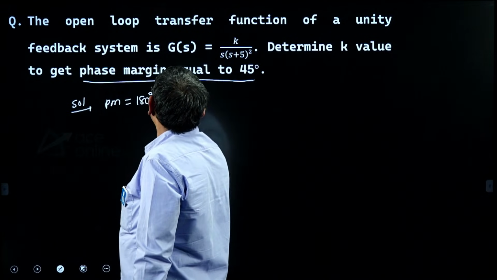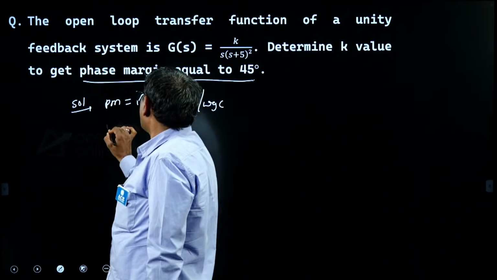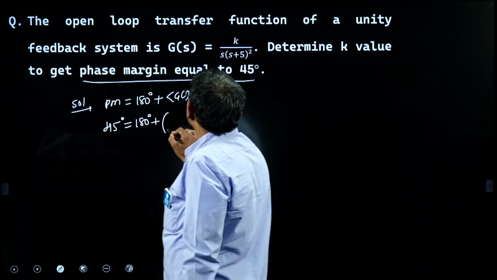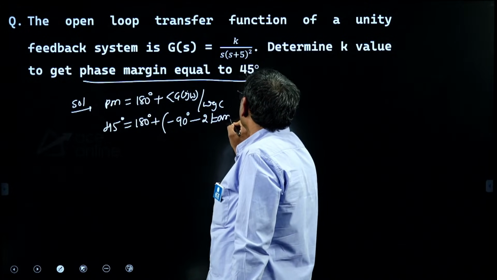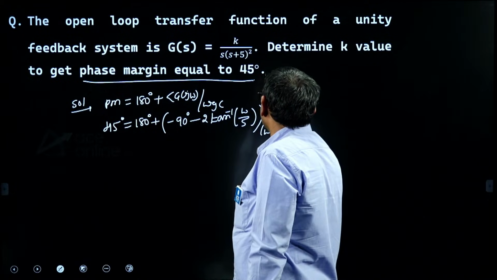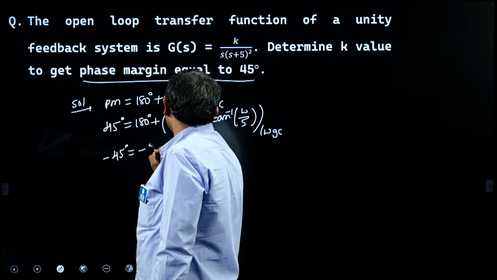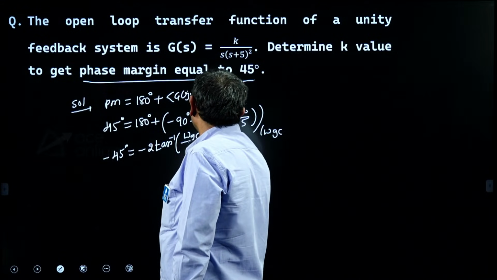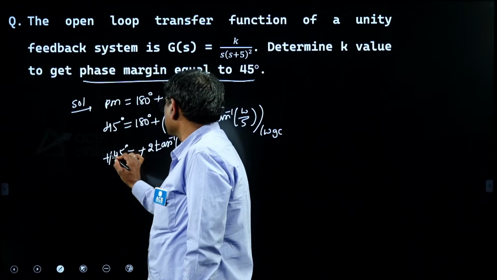180 plus angle of G of j omega at omega GC. We want 45 degrees equal to 180 plus angle GH. What is angle GH? Minus 90 minus 2 times tan inverse of omega by 5, at omega GC. Then minus 45 degrees equal to minus 2 tan inverse of omega GC by 5. Now solve this, minus become plus.